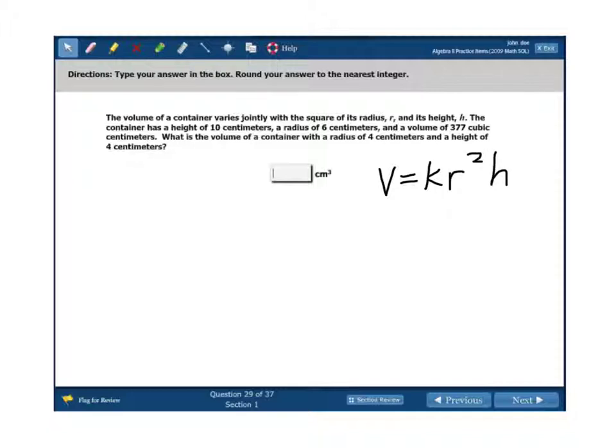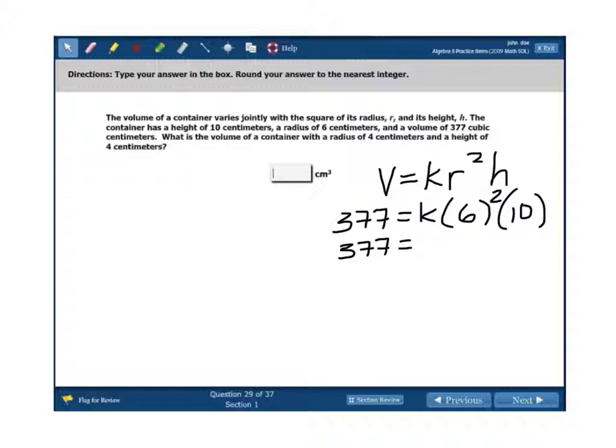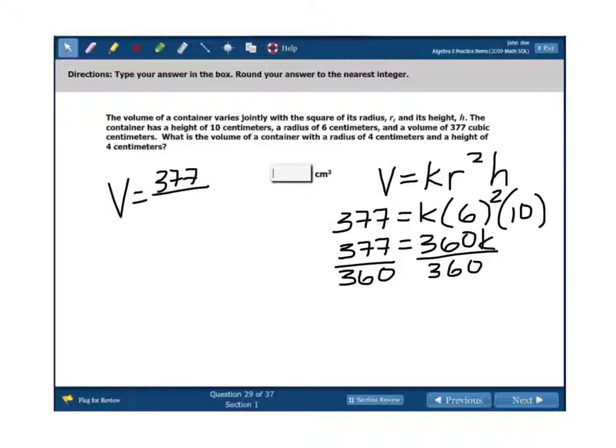So there's the formula. We're going to plug in the values they give us. 377 cubic centimeters for the volume, 6 centimeters for the radius, 10 centimeters for the height. So you're going to go ahead and solve that. 377 equals 6 squared is 36 times 10, 360 K. And our constant is 377 over 360. I'm going to keep that. So now I have the formula 377 over 360. It's like 1.4 something, but I'm not going to round it off. I'm going to leave it a fraction.